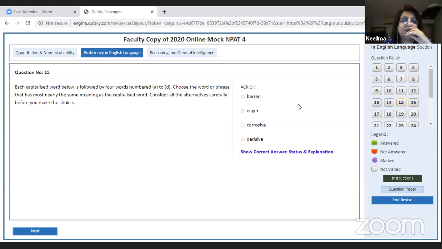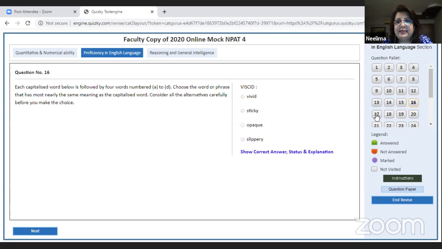So acrid, this word you would have heard of, means something that's very bitter or acerbic. So when I say bitter, harsh, you cannot have barren. Barren is something that's not fertile. Eager is something that's anxious. So that's not the meaning. Corrosive is again something that hurts or harms. So that has some relationship with acrid. Derisive is scornful, contemptuous. So between corrosive and derisive, corrosive is related to bitter or rotting. So that becomes the answer. You have to take the word that's closest to the meaning.